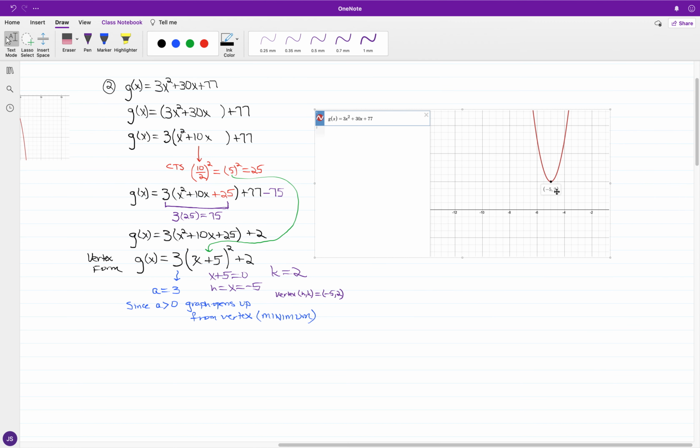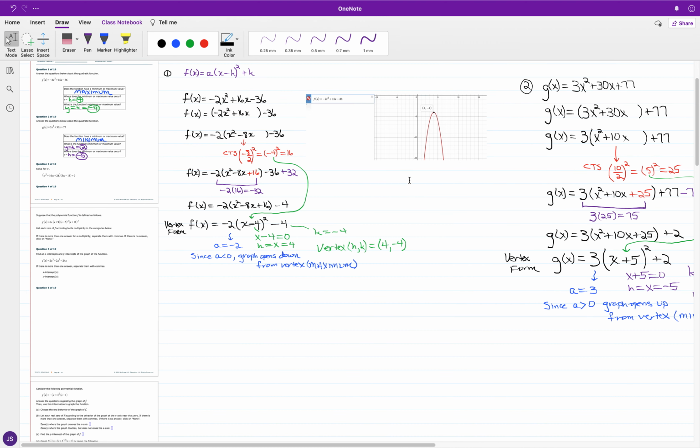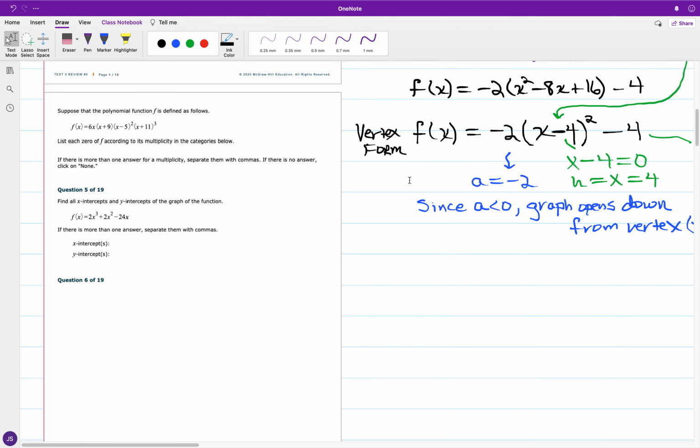And here, okay, so you have the vertex is going to be the bottommost point. Again, it occurs at x is equal to -5, and the minimum value, this is in reference to the y value again, so that is going to be at 2. All right, so items 1 and 2 involve quadratic functions. Now we looked at numbers 3 through 5 the other day.